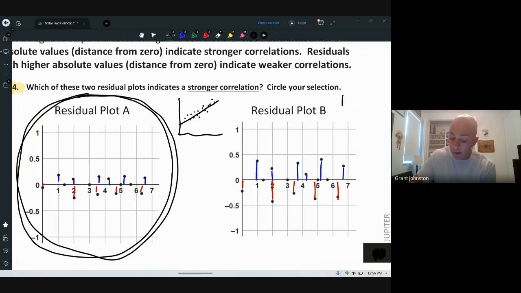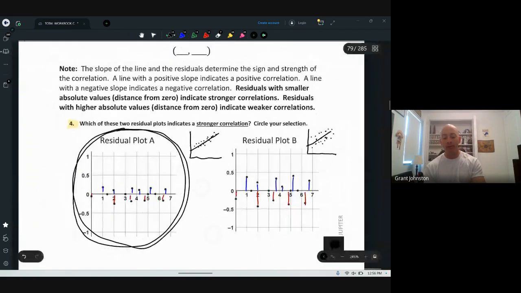Meanwhile, on B, still not bad, but the dots, the residuals, are a little bit more spread out. See that? A little bit more spread out, the residuals bigger. So if we want a stronger correlation where there's less variation, residual plot A shows that. And I hope that makes a little sense.